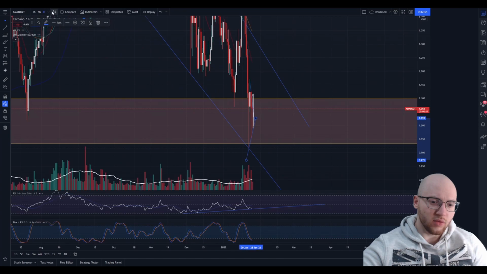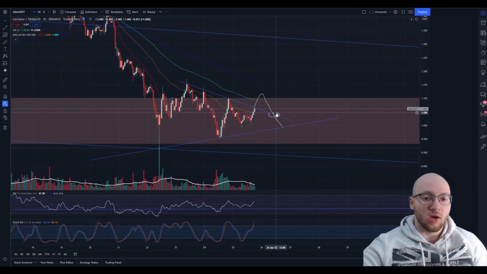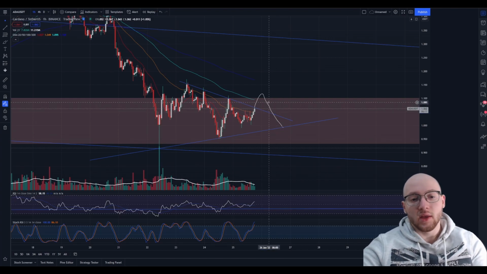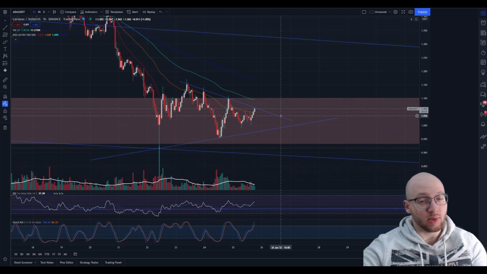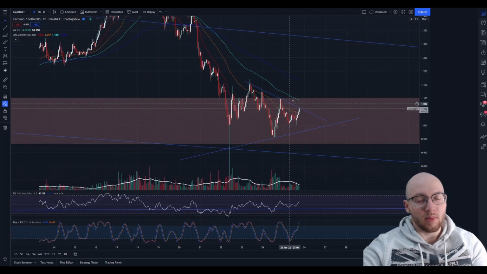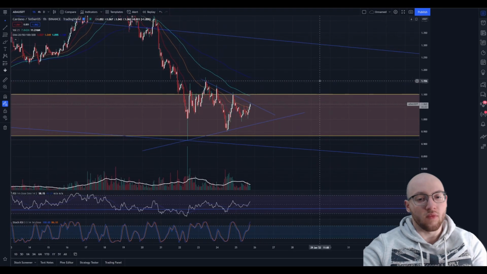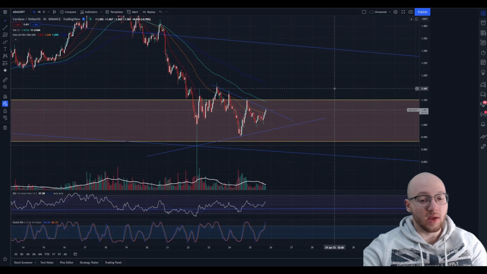As we can see, if we zoom out really quick in the daily, we're getting closer and closer to the oversold area on the stock RSI. So short term I wouldn't worry too much. You just need to be careful, because at the moment we are playing a little bit with fire. Why is that? Because people are not 100% sure of where the market is now.